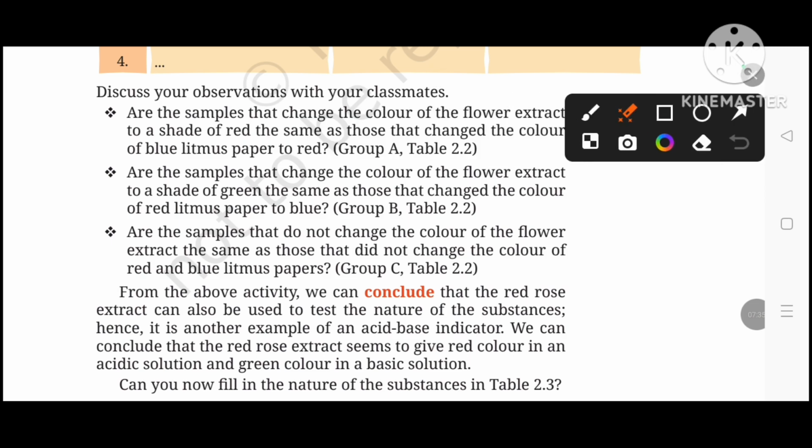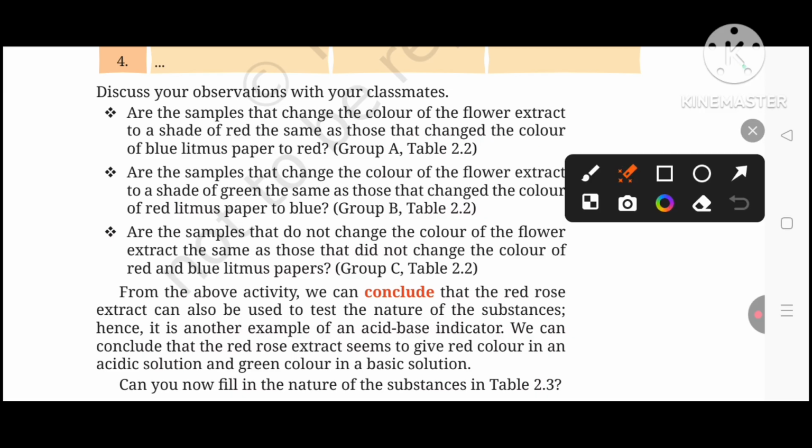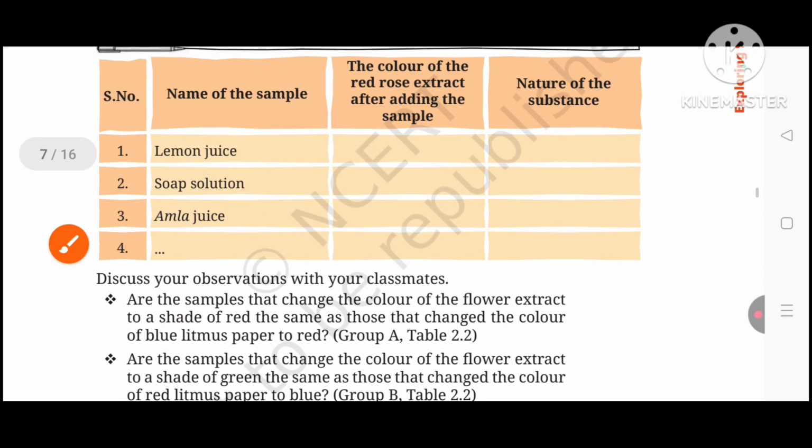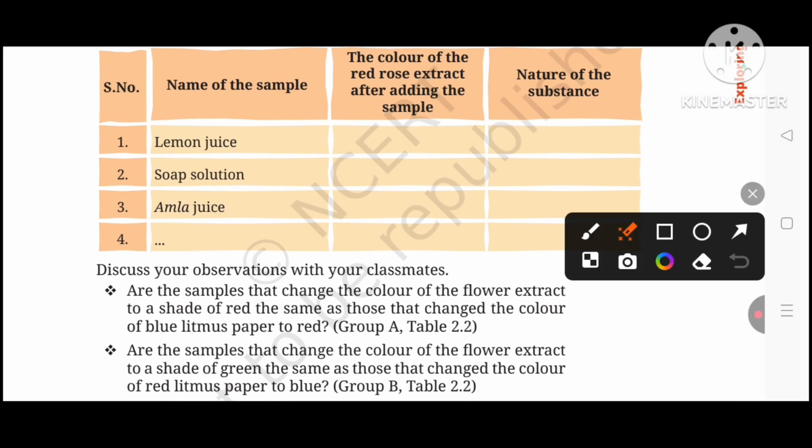Discuss your observations with your classmate. Are the samples that change the color of the flower extract to a shade of red the same as those that change the color of blue litmus paper to red? Yes, we did Activity 2.1 in the previous lecture, and we saw that lemon juice is from group A, the group of acidic samples. So the lemon juice changes the color of the red rose extract into red, which means it is acidic.